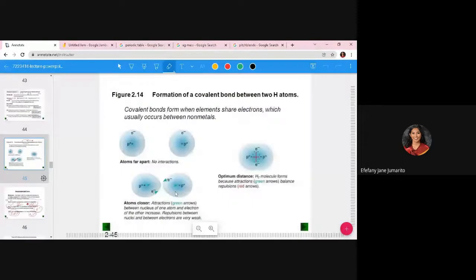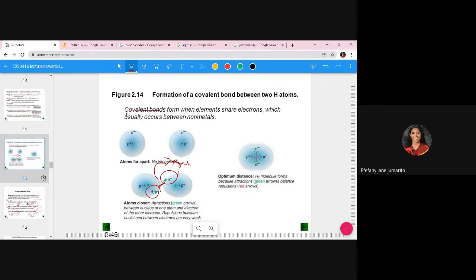Now, if it's too close, just like this one, and the orientation is such that your electrons, negative, are close together, then it will repel. Or if it's the other way around, positive, then it will still repel. So, it must have proper orientation, where the negative pairs with the positive, for it to really bond.